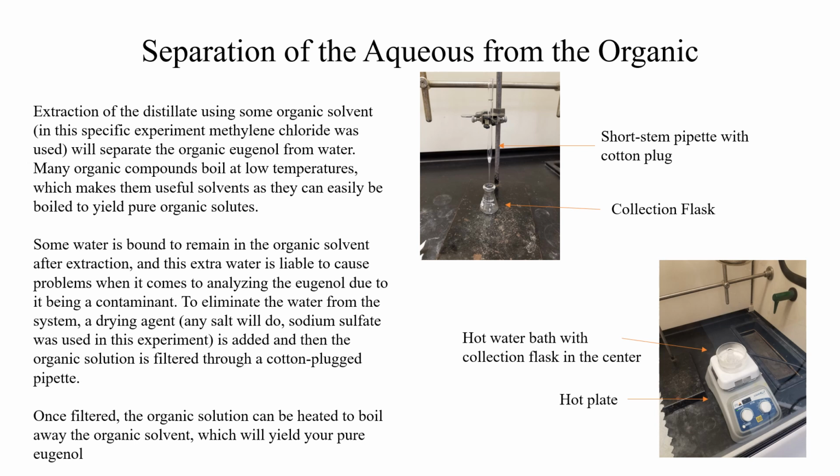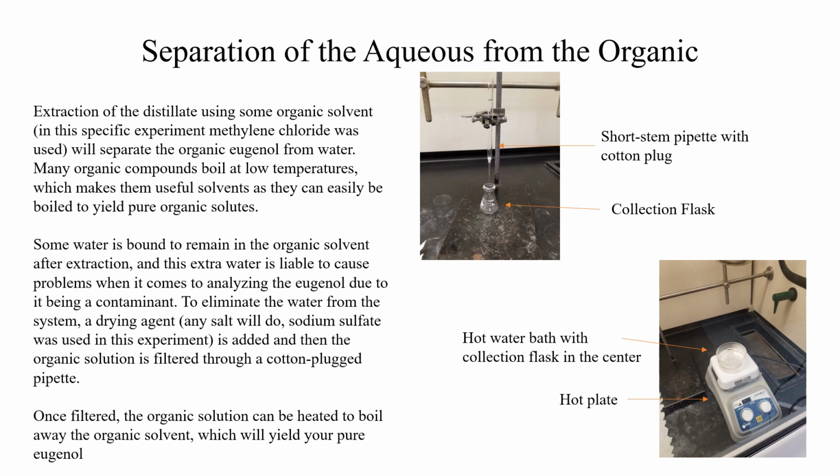Now, you may think, okay, now we have our eugenol and our organic solvent, get rid of our organic solvent. But before we do that, we have to understand that there is equilibrium at play, especially when swirling the separatory funnel, and that there's bound to be some water molecules left in our organic solvent. And that can pose a problem later on down the line, not only when it comes to purification of our eugenol and analyzing it, but when it comes to boiling it as well.